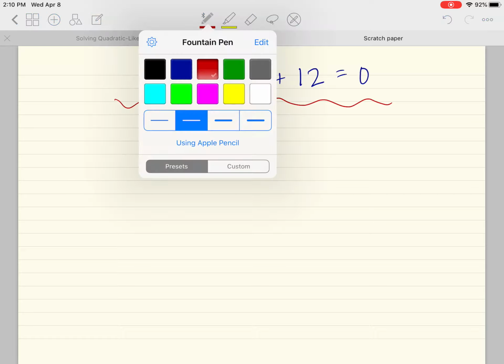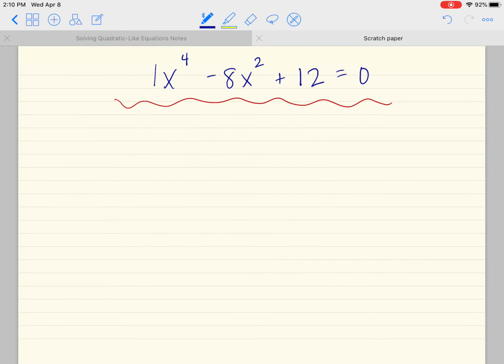So we're in good shape. It is a quadratic-like equation. So what we want to do, again, is a process called substitution. We want to get rid of the pieces of this equation that make this odd for us, right? The coefficient of 1 here, that's not an issue. The coefficient of -8 is not an issue, and the constant of 12 is not an issue. It's the fact that the variables are not what we're used to seeing.